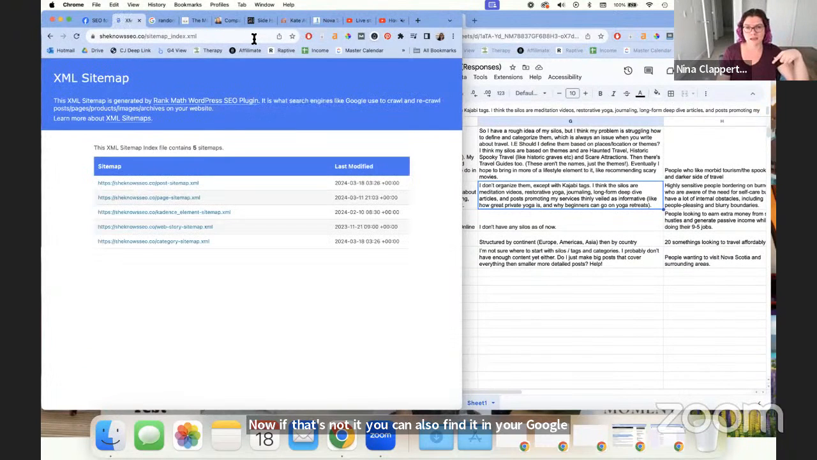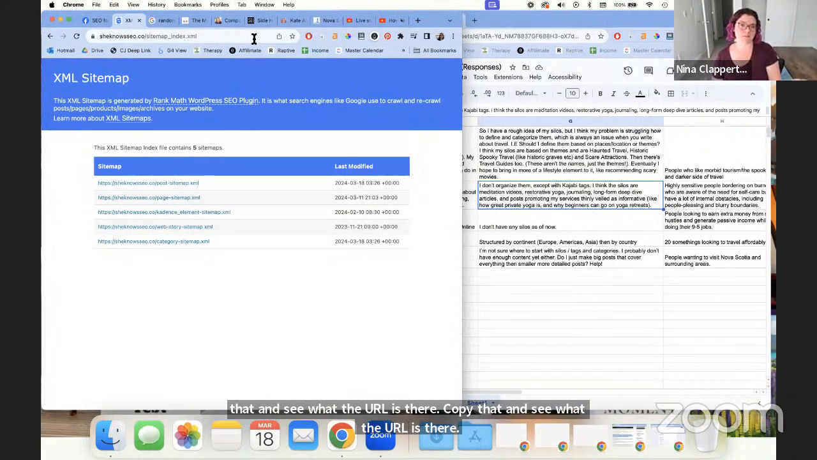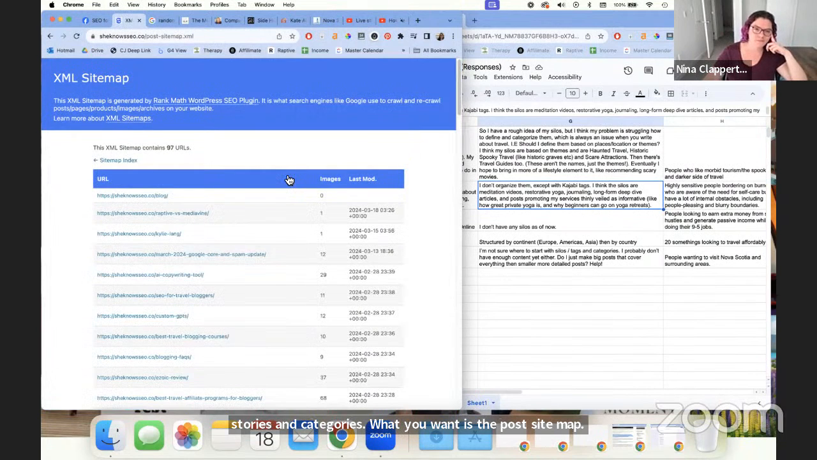Now, if that's not it, you can also find it in your Google Search Console. On the right-hand side, no, left-hand side, that was embarrassing. On the left-hand side, it'll say sitemaps. Click on that and see what the URL is there. Copy that, put it into your menu bar URL, whatever it's called, enter, and it'll bring up your sitemap. So here I have my post pages, cadence elements, web stories, and categories. What you want is the post sitemap. And once it loads, there we go.